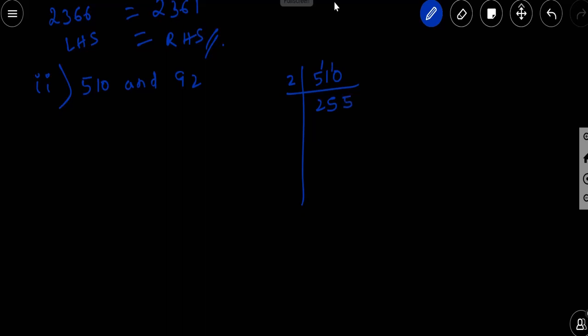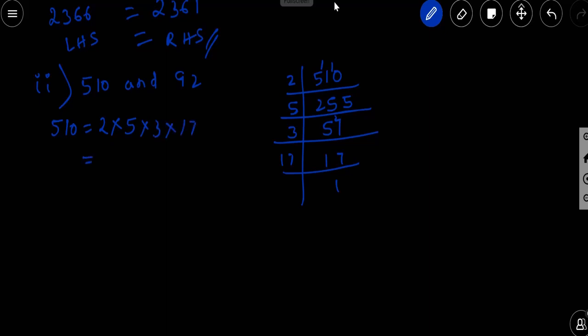So 255 is divisible by which number? Not 2, it is divisible by 5. So 5 fives are 25, 5 ones are 5. Next 51. 51 is divisible by 3. So 3 ones are 3, next you get 21, so 3 sevens are 21. Now 17 is a prime factor. It is divisible by itself, 1. So 510 is equal to 2 into 5 into 3 into 17.